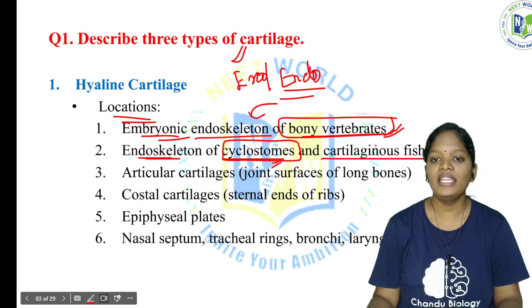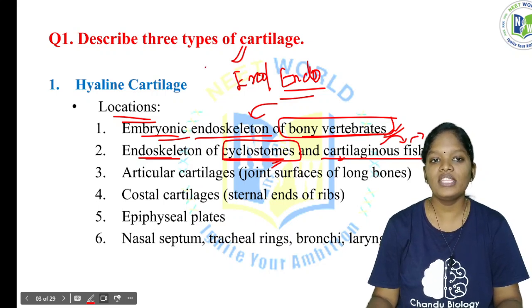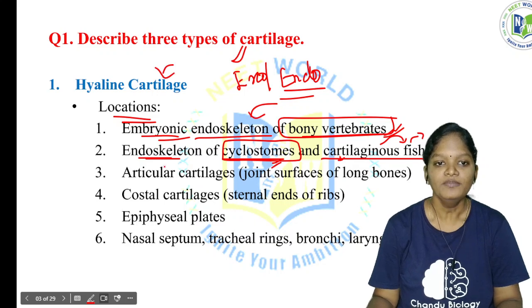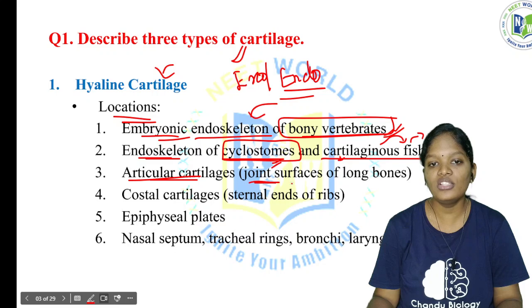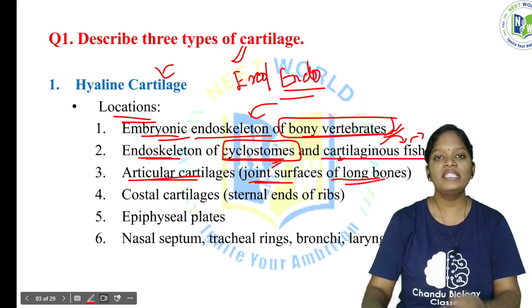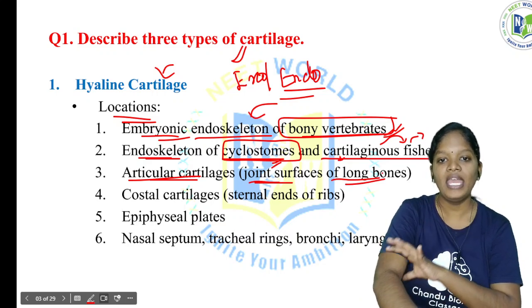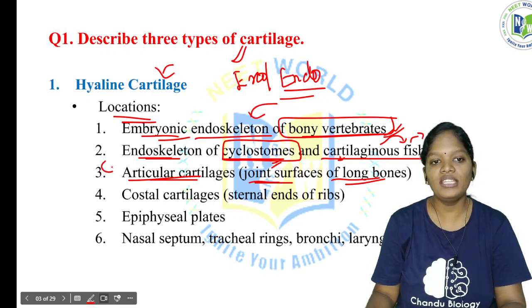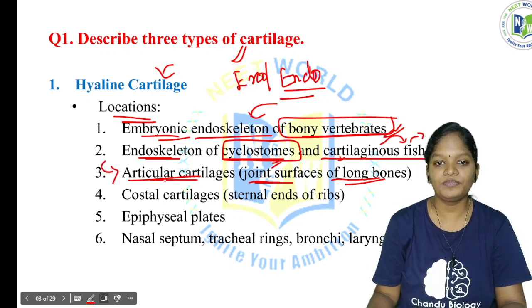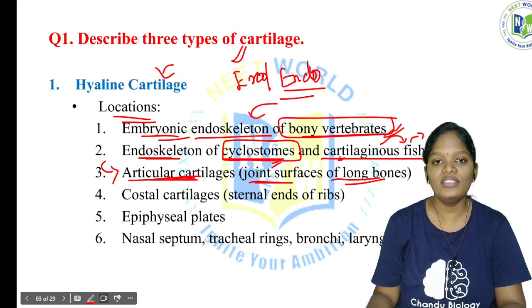Then cartilaginous fishes, as the name suggests, technically called Chondrichthyes. Those cartilaginous fishes have hyaline cartilage. Now, articular cartilages. Articular cartilages are the joint surfaces of the long bones. Consider this is a bone and this is another bone. These two bones have to join here, and that is called the joint surface. This hyaline cartilage is present in the articular cartilage, between the two bones as joint surfaces.